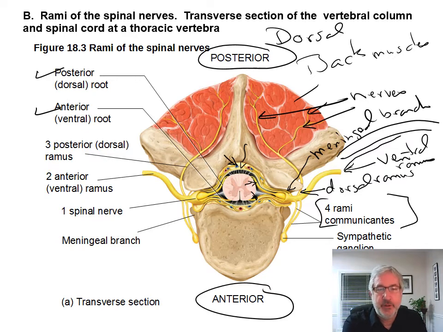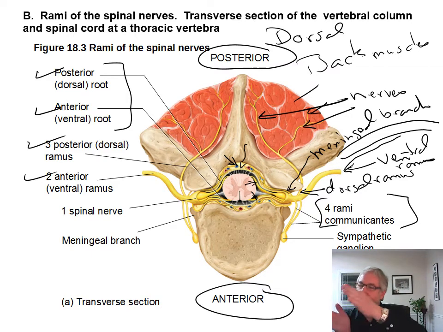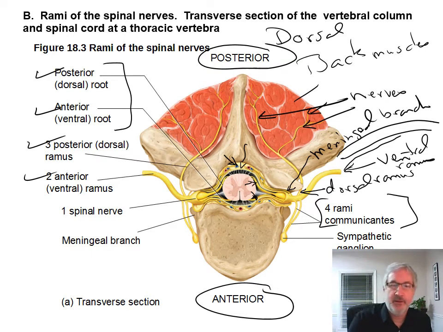So we have the anterior ventral root, the posterior dorsal root, the posterior dorsal ramus, the anterior ventral ramus. So the roots come off the spinal cord and they come together into the spinal nerve, and then you have the branches that come off. So then you have the rami, or each ramus, and in between those two things is the spinal nerve.